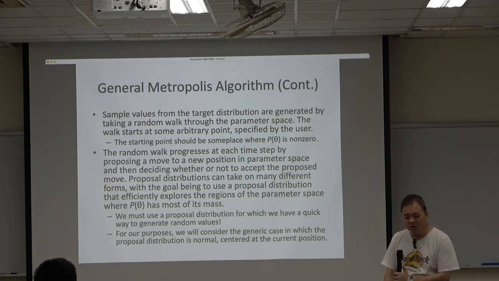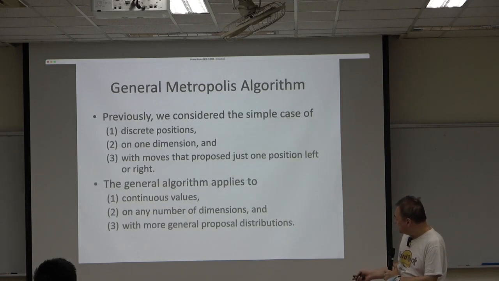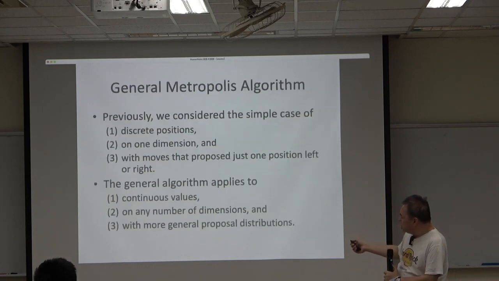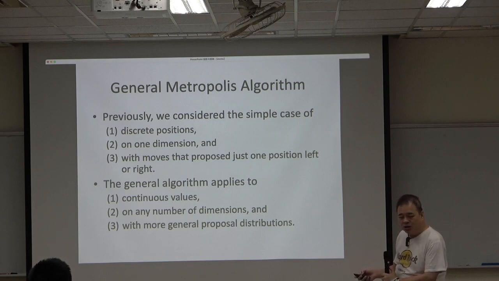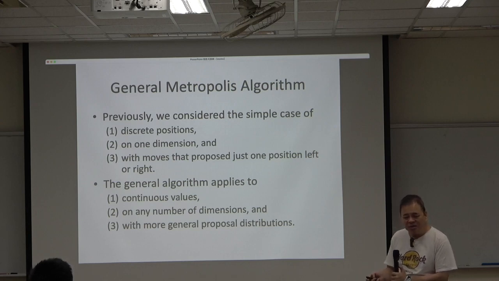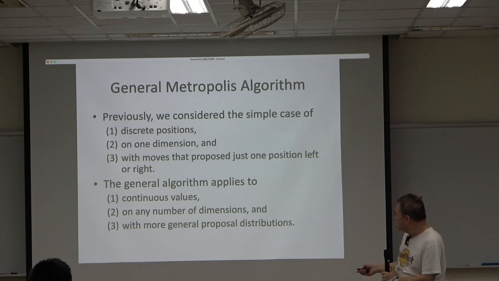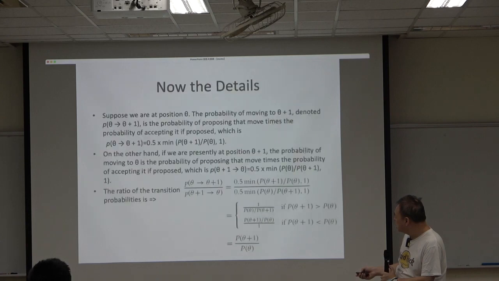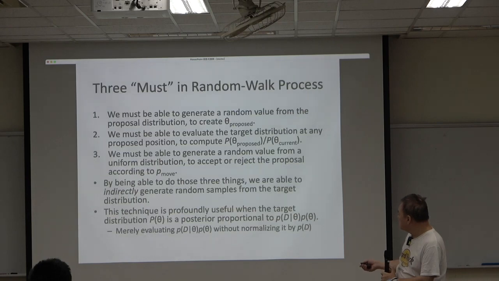Why do we have this constraint? Because remember, no matter whether it's the simple Metropolis algorithm or the general Metropolis algorithm, at the end, when you decide whether or not to accept the proposed move, you are going to end up checking this, where is it?